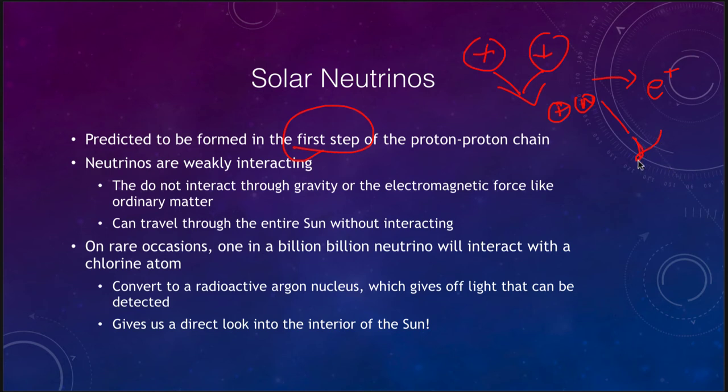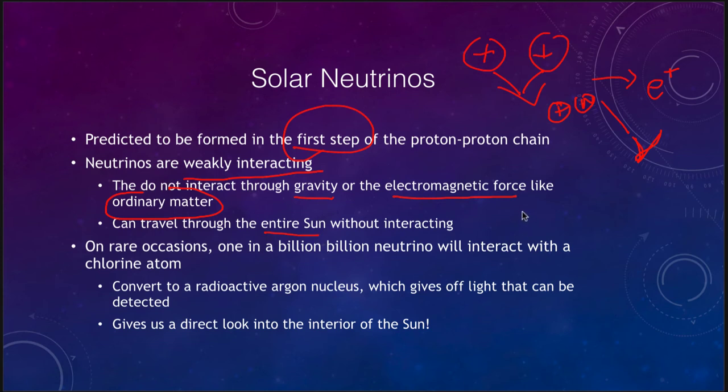So when the neutrino comes out, that is something that travels right through. These are what we call weakly interacting particles, meaning that they interact not through the strong nuclear force, as protons and electrons do, but through the weak nuclear force. And that means they don't interact with ordinary matter. So they don't interact through gravity, the electromagnetic force, the strong nuclear force. They just travel straight through everything. And in fact, they can travel through the entire sun without interacting with anything.